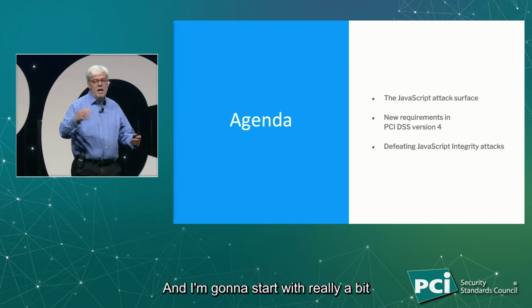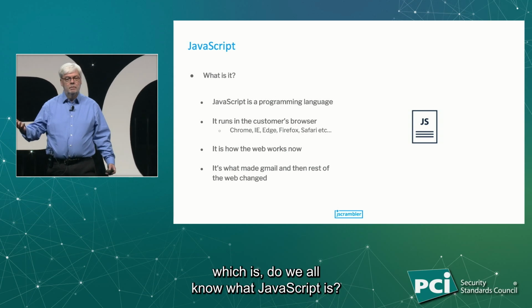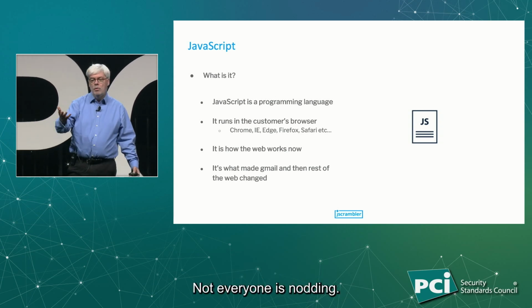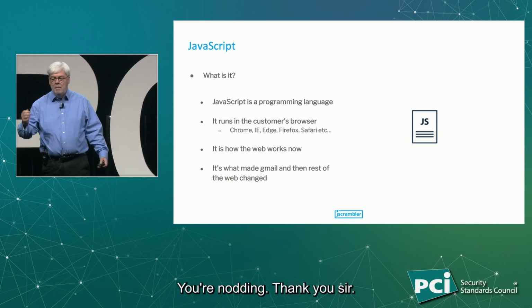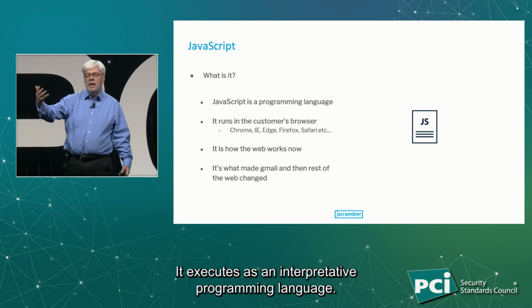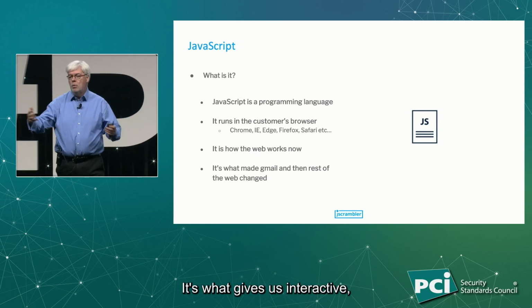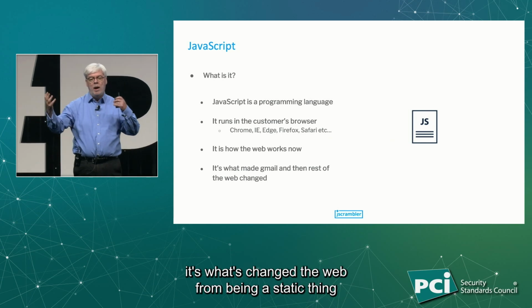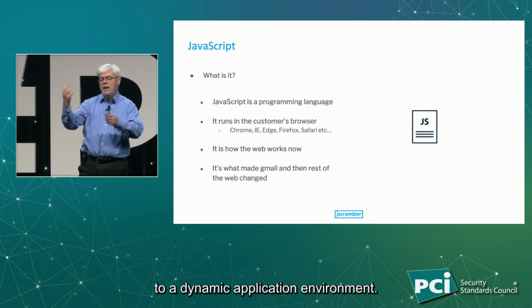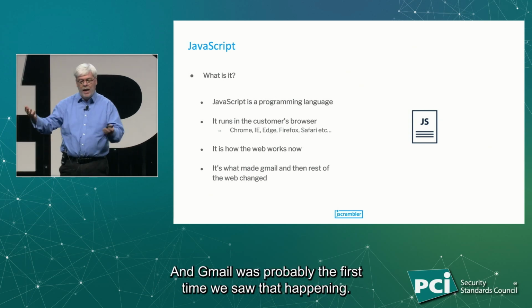I'm going to start off with a bit of an educational session, which is, do we all know what JavaScript is? Not everyone's nodding. You're nodding. Thank you, sir. So JavaScript's a programming language. It executes as an interpreted programming language in the consumer browser. It's really how the web works. It's what gives us interactivity. It's what's changed the web from being a static thing to a dynamic application environment. And Gmail was probably the first time we saw that happening.